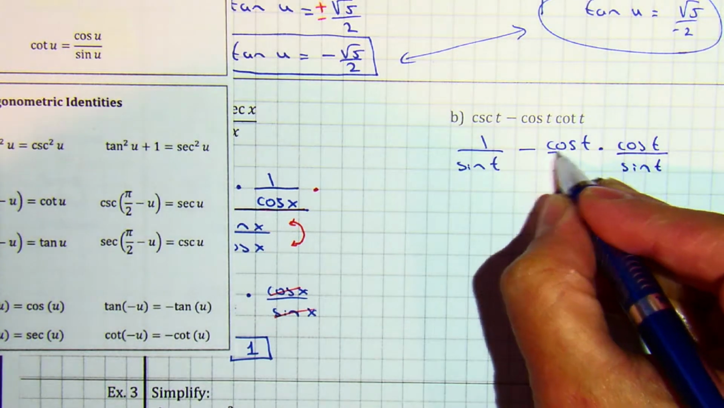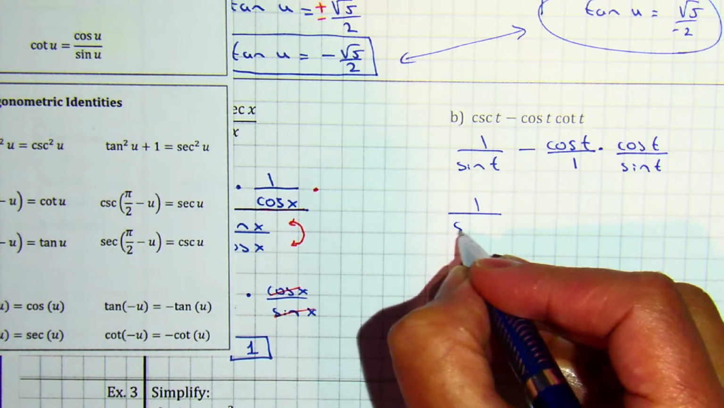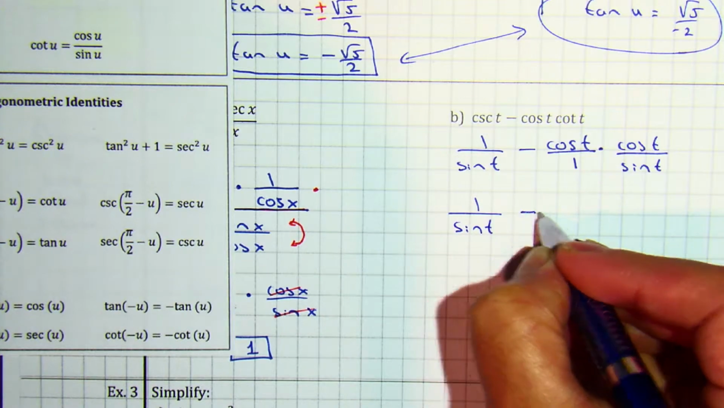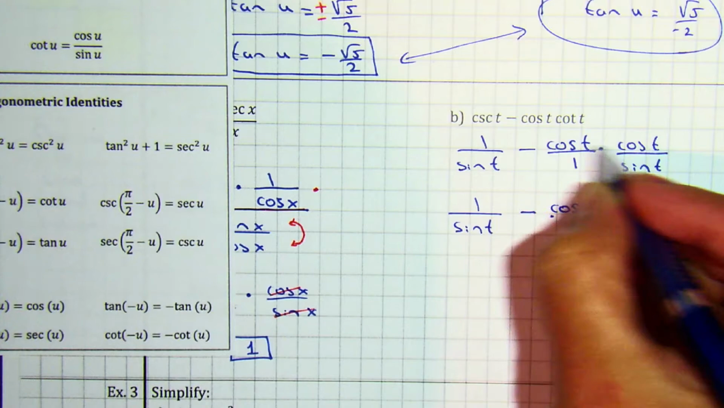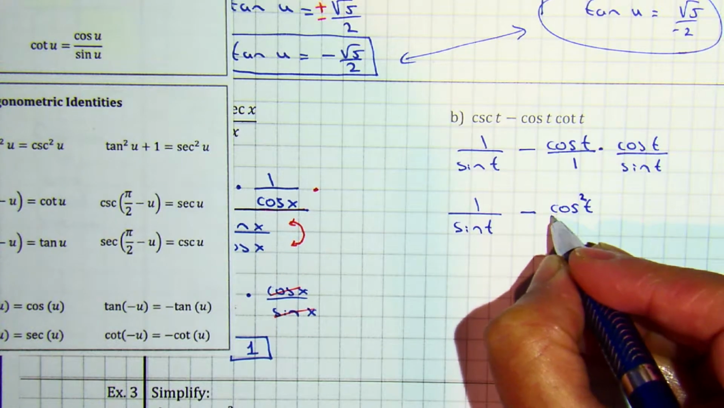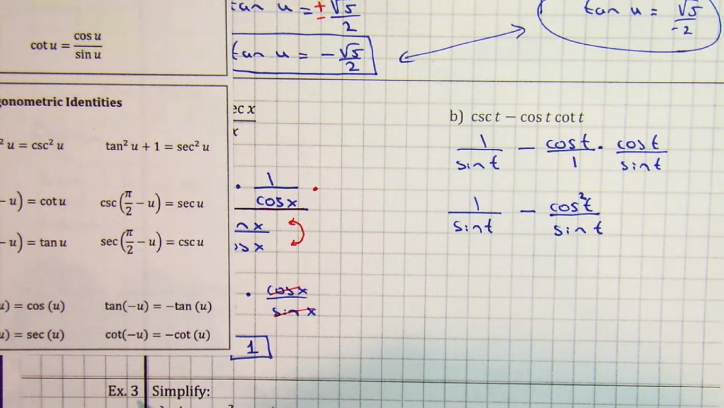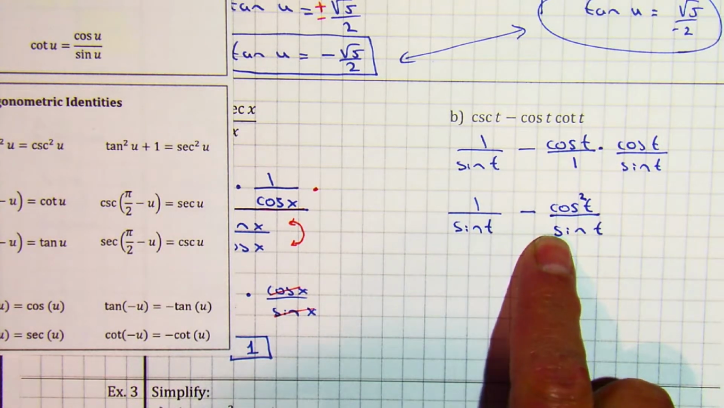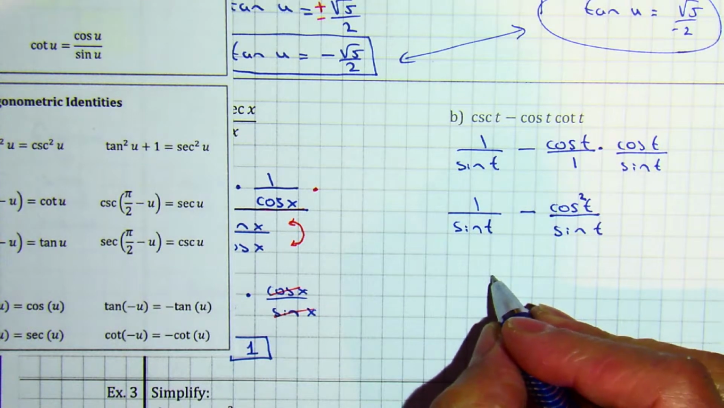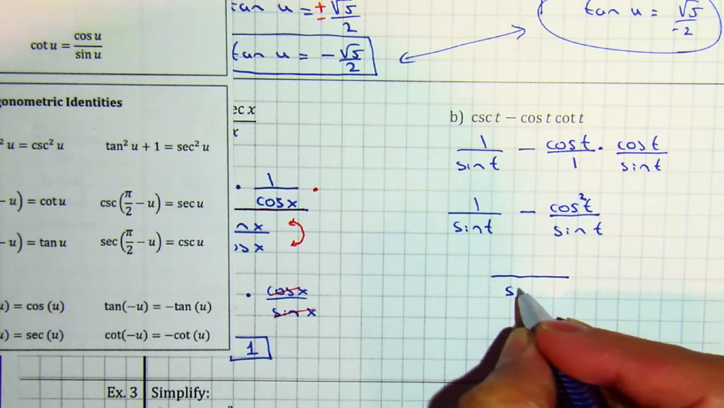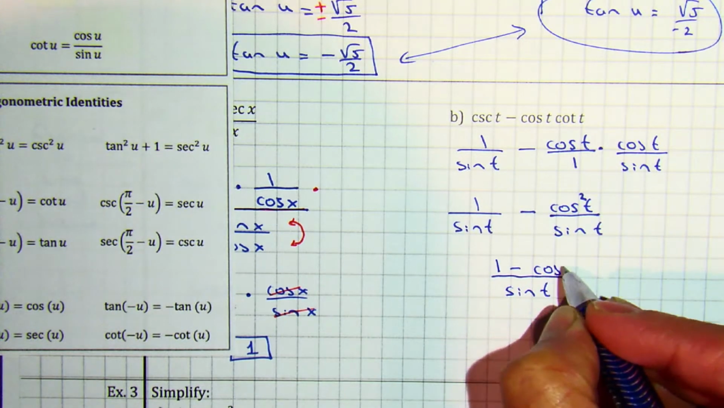I'm going to place this over 1, just like we talked about. So now I have 1 over the sine of t minus cosine of t times cosine of t, which gives me cosine squared of t over the sine of t. So we have two fractions, and we are lucky because they have the same denominator, so we are going to add both fractions. The denominators will stay the same, and we end up with 1 minus cosine squared of t.